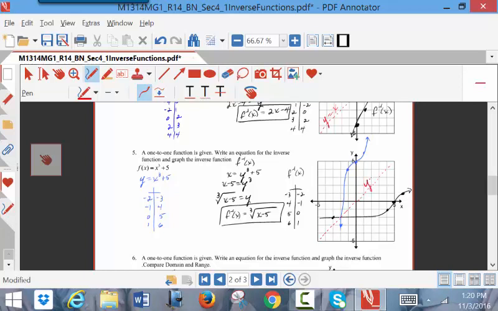Here's my y equaling x. Does it look like a reflection over y equaling x? Yeah. Looks pretty promising. Looks pretty good.